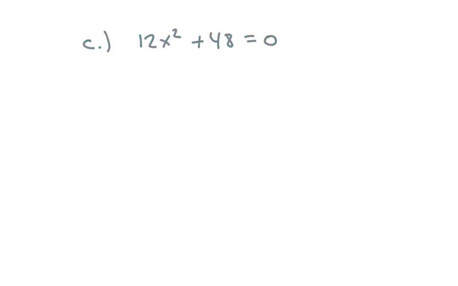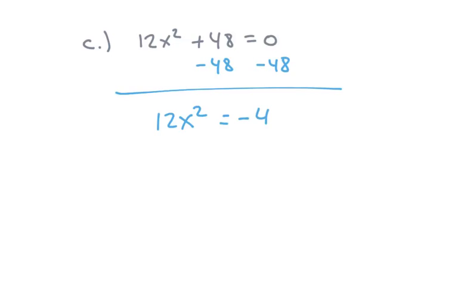Cool. The last one, okay, so this one has a squared, so what we'll do is we'll subtract 48. We're going to just try to get the x squared by itself. Then I'll divide by 12. And then I'm going to take a square root.